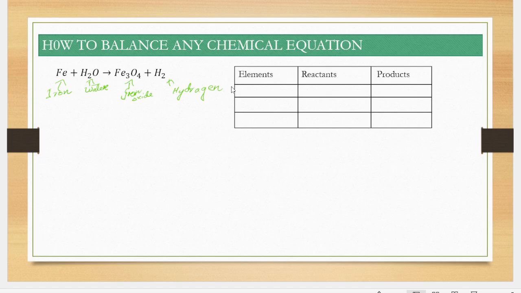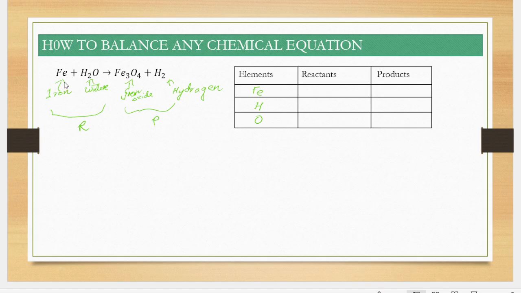We have to count the numbers of atoms of each element. So what will we do here? We'll write all the elements' names. Iron, Fe, hydrogen. What are the elements present here? Iron, hydrogen, and oxygen. Now, the element on the left hand side is called your reactant, and the element on the right hand side is called your product.